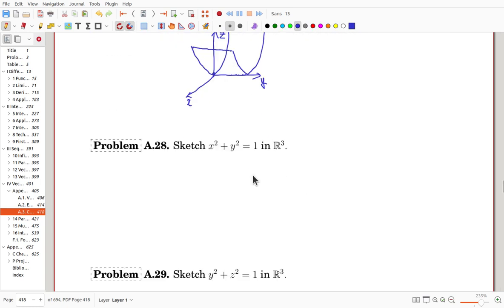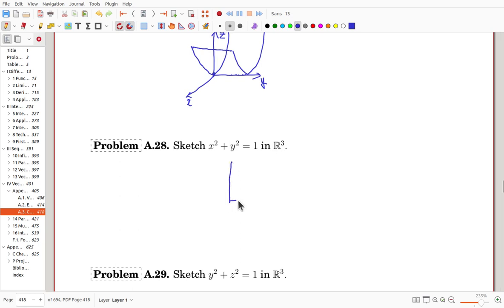How about this one? Sketch x squared plus y squared equals 1 in 3 dimensions. If you try to make it in 2-dimensional space, then it is simply a circle. But if you consider a surface in 3D, then it'll be a cylinder.